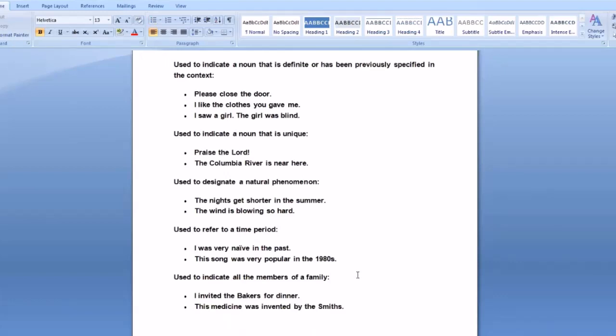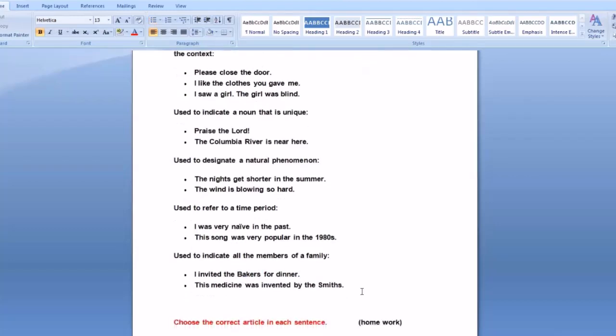Used to indicate all the members of a family. I invite the Bakers for dinner. This medicine was invented by the Smiths. It means there is a family called Smith. So if we want to speak of this family, then we will say "the Smiths". The Bakers, this is a family, and we are using it as a collective noun.